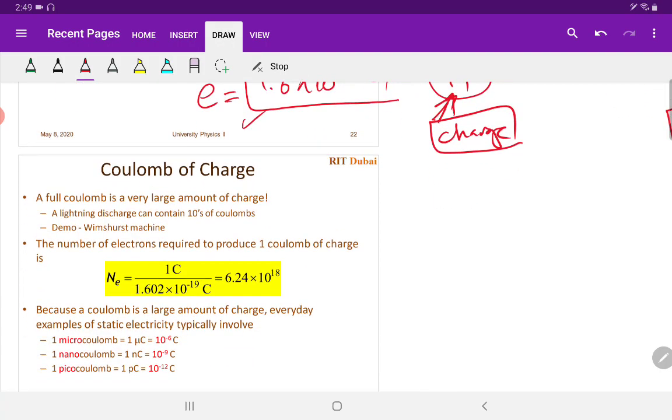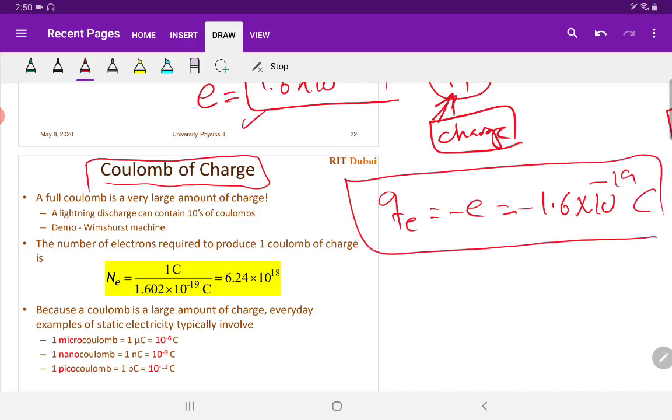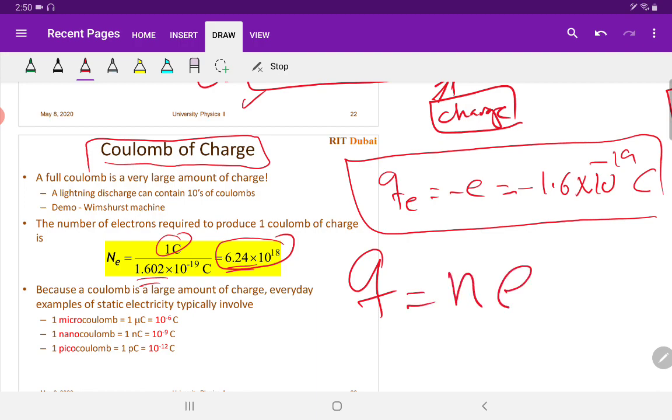Now, as you can see, the coulomb is a very large unit. The charge of the electron is minus e, which is minus 1.6 times 10 to the power minus 19 coulomb. Now the question is, how many electrons do I need in order to create one coulomb? It's very straightforward. Divide one coulomb over 1.6 times 10 to the power minus 19. That will give me how many electrons I need in order to create one coulomb. Keep in mind that Q in general should equal N times e. N is an integer.